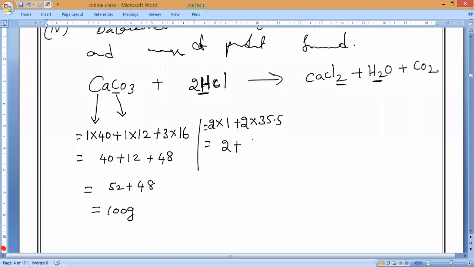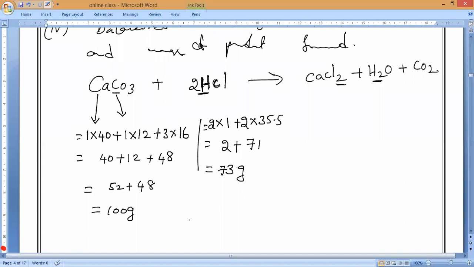2 plus 2 into 35.5, how much? 70... yes, 71. So 2 plus 71 equals 73 grams.